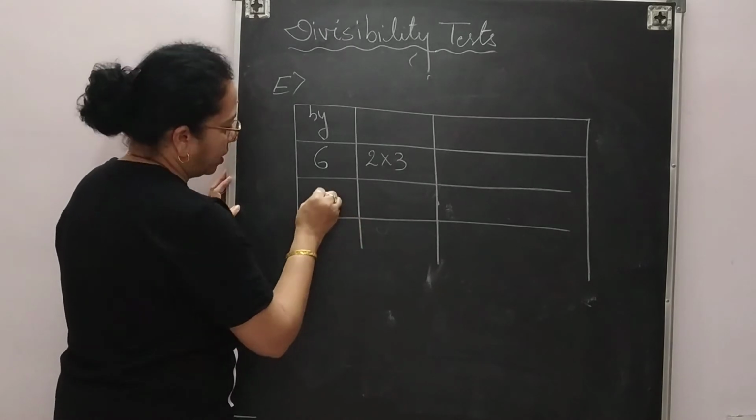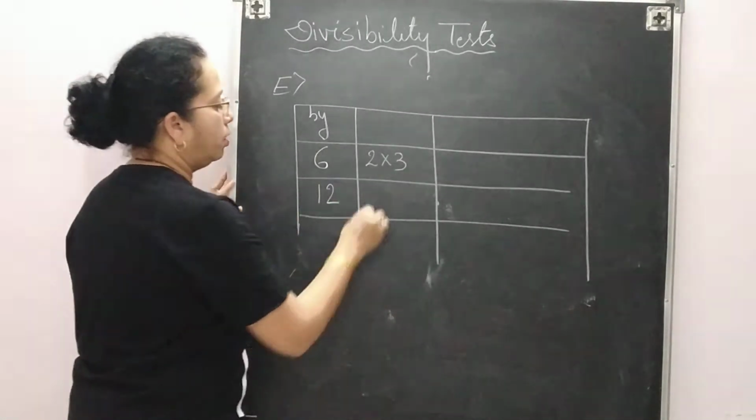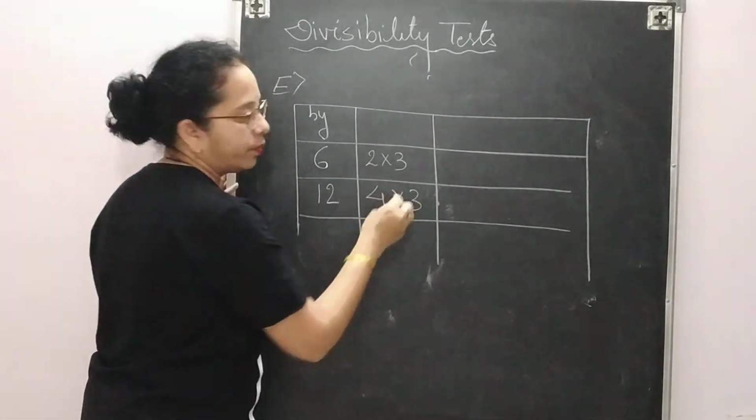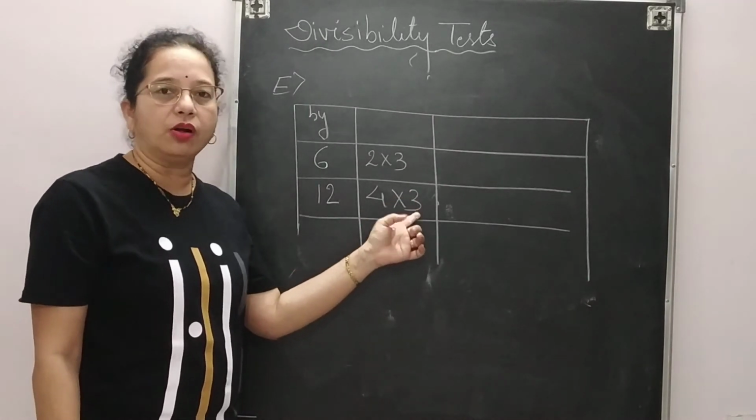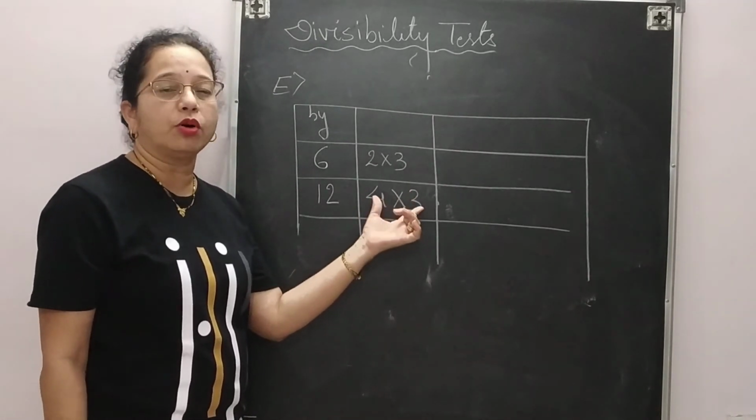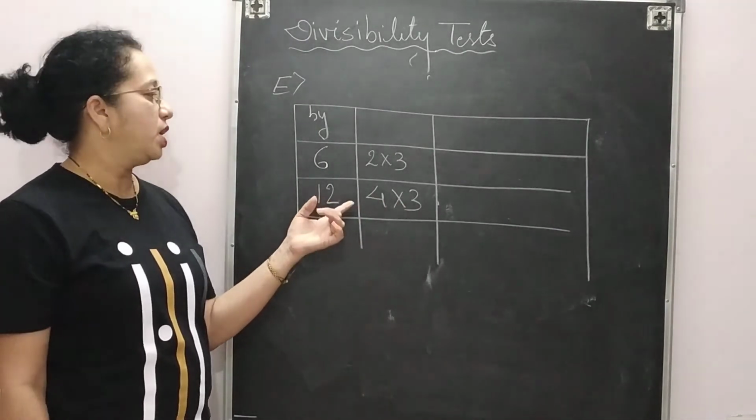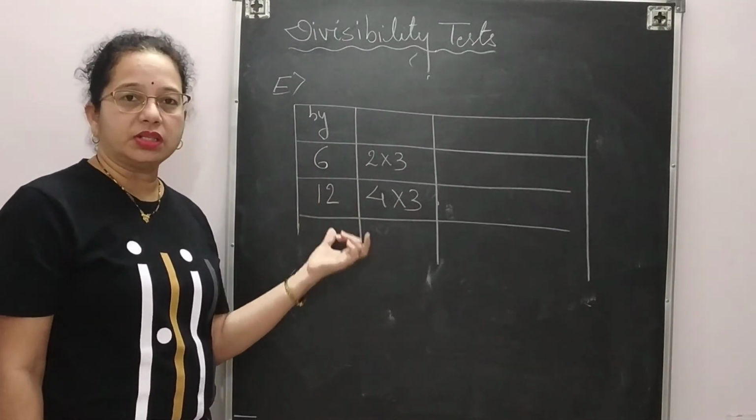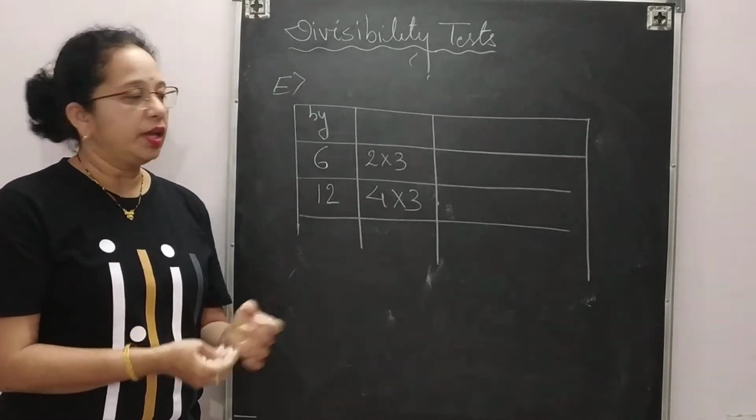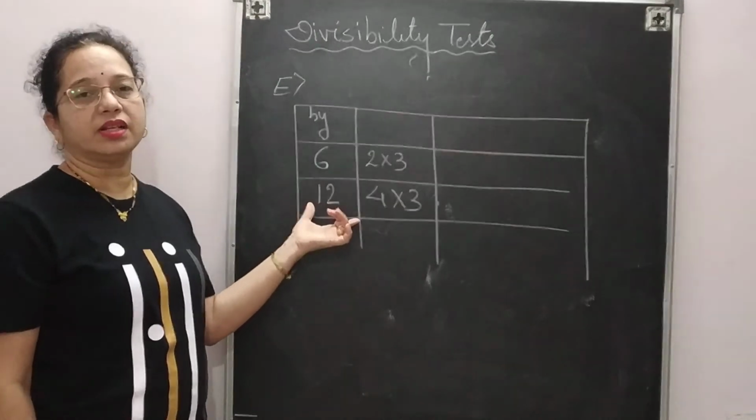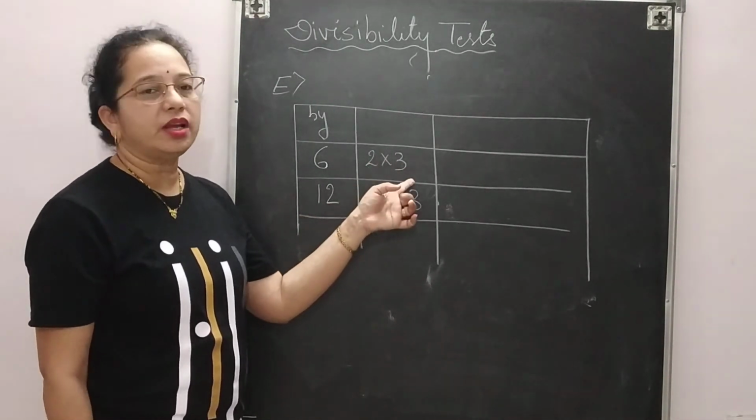Now next you can take 12. How to write down 12? 4 threes are 12. So if a number is divisible by 4 and also by 3, it means by both the numbers, then only the given number will be divisible by 12. Here we are taking co-primes. We cannot take 6 into 2. 3 and 4 are co-primes. 2 and 3 are co-primes.